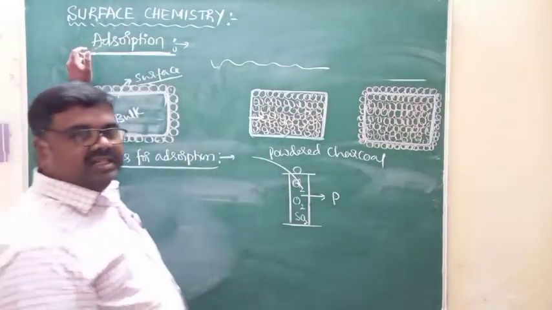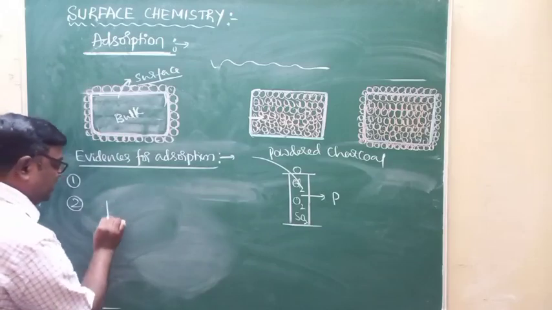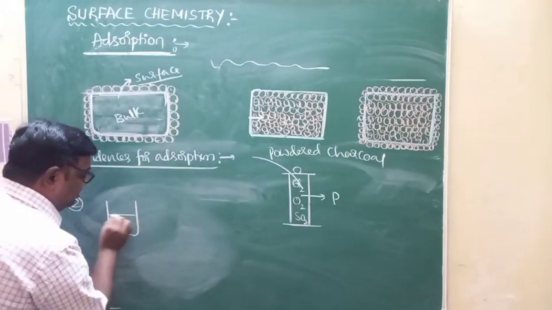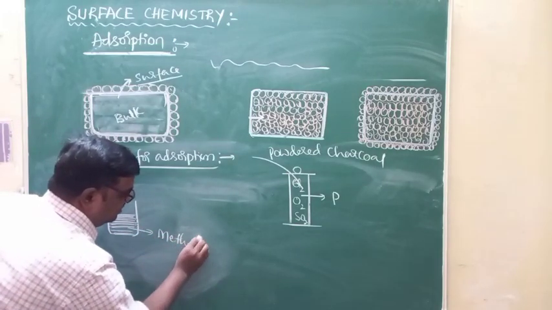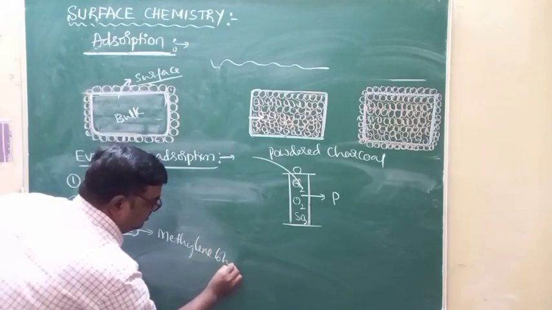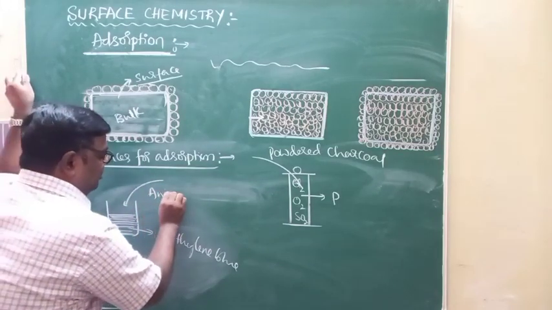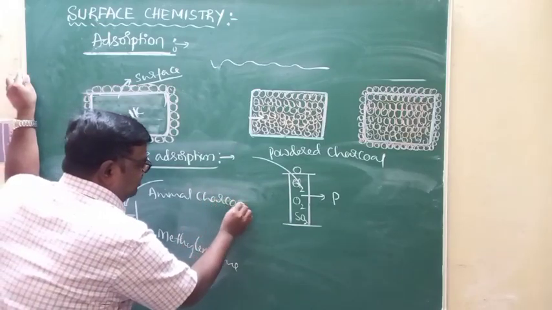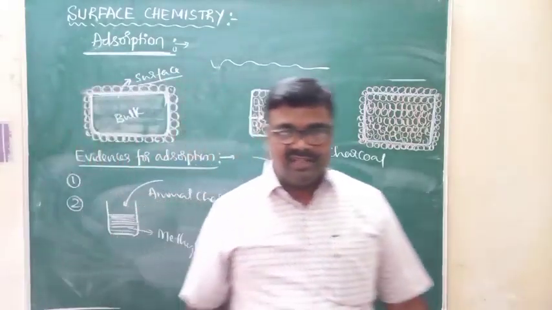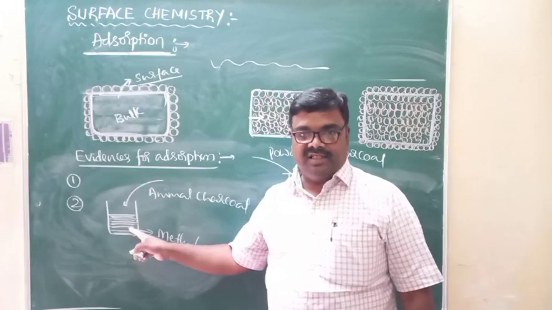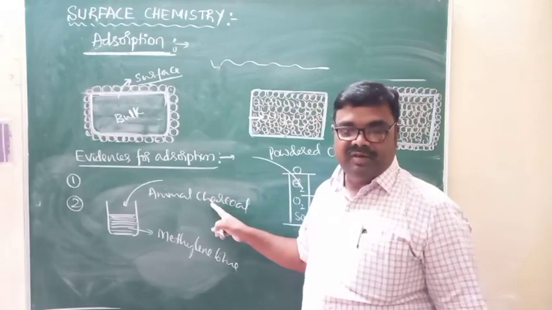Let me take up one more observation where adsorption takes place. Just imagine the solution of the organic dye methylene blue. This is a colored solution, right? When animal charcoal is added to the methylene blue solution, the intensity of the color decreases. The intensity of the color decreases because of the adsorption of methylene blue dye particles on the surface of animal charcoal.